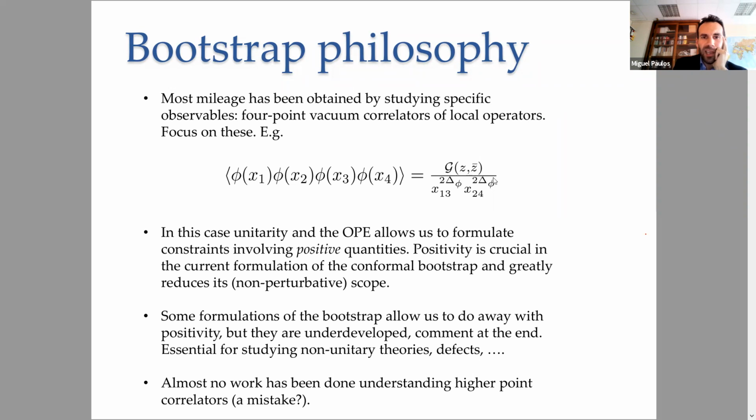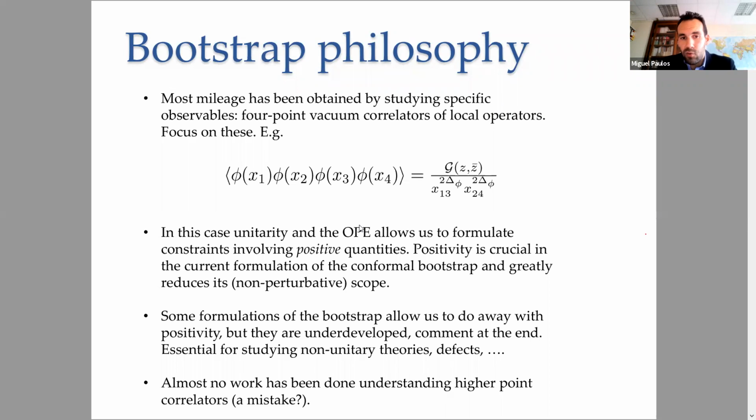And so in this simple case, using unitarity and the operator product expansion, it will allow us to formulate some constraints involving positive quantities. So this is why this case has been very useful and has gotten us a lot of mileage, because you get this positivity. And positivity is really crucial in the way that we understand the Bootstrap right now, in the way in which we can get the results.